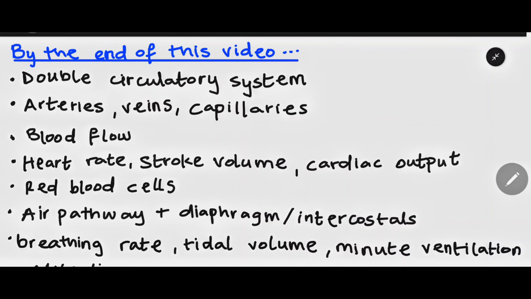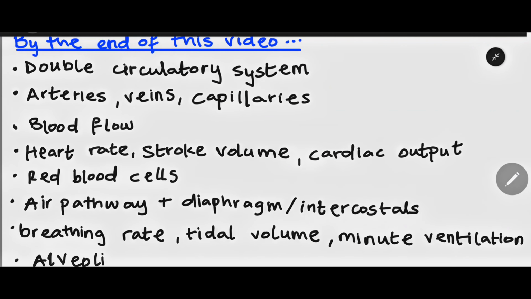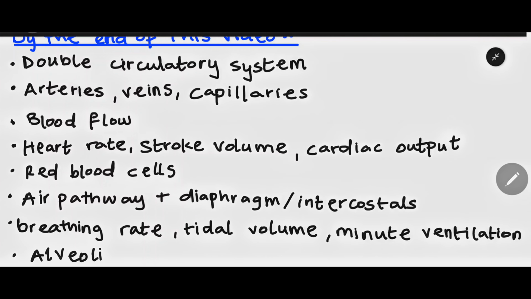Let's lock in. By the end of this video, you'll be able to explain the double circulatory system, so systemic circulation and pulmonary circulation. You'll be able to know the arteries, veins, capillaries, and their different characteristics. Be able to describe blood flow through the heart, so how it moves through the chambers, the valves, the septum, and the key blood vessels in the heart. Be able to define heart rate, stroke volume, and cardiac output.